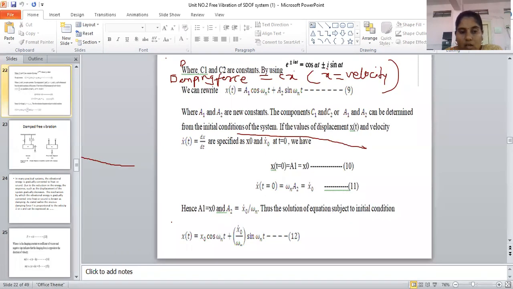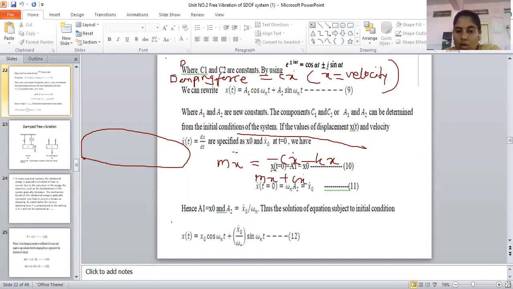As far as considering the first figure, we can conclude here that mx double dot, mass into acceleration, is equal to, by taking the free body diagram, minus cx dot and minus kx. And that's why the equation becomes mx double dot plus cx dot plus kx equal to 0. That is equation number 15.